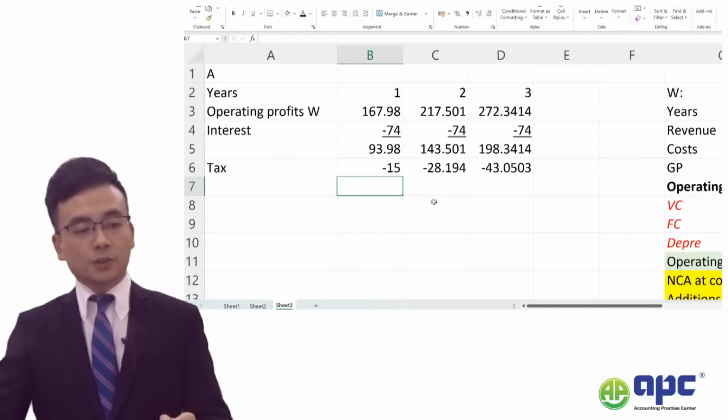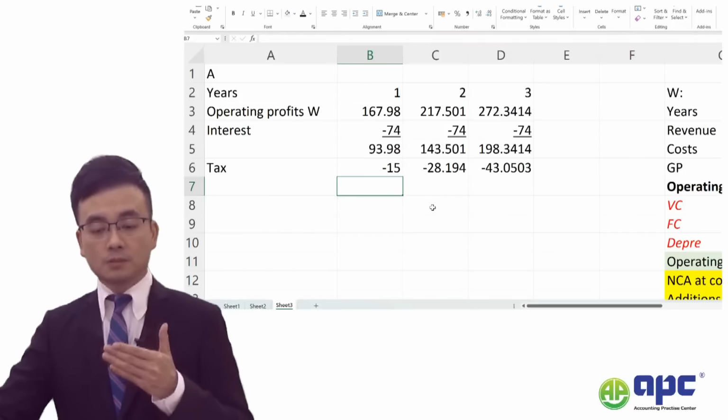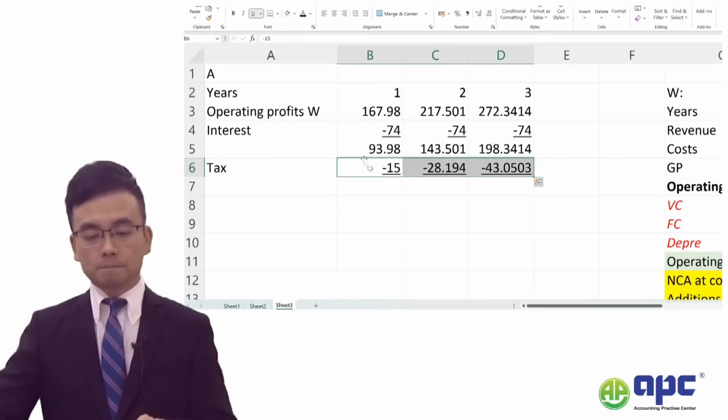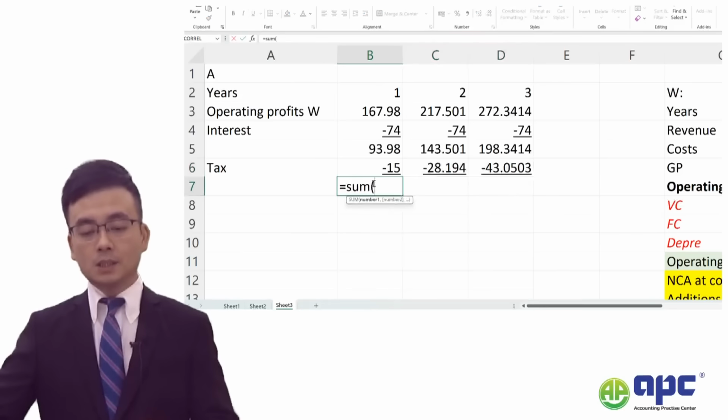Now, after we've done that, of course, that would be the profit that we like. Just do a subtotal, but it's entirely up to you to sum these two.